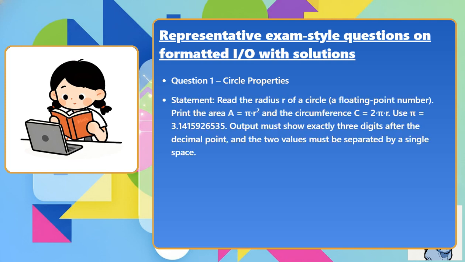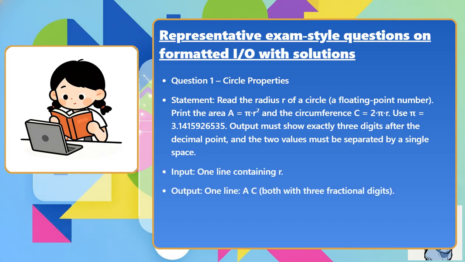Question 1 - Circle properties. Read the radius r of a circle, a floating point number. Print the area A = pi times r squared, and the circumference C = 2 times pi times r. Use pi = 3.14159265359. Output must show exactly 3 digits after the decimal point, and the two values must be separated by a single space. Input: 1 line containing r. Output: 1 line, A C, both with 3 fractional digits. Sample input: 2.5. Sample output: 19.635 15.708.